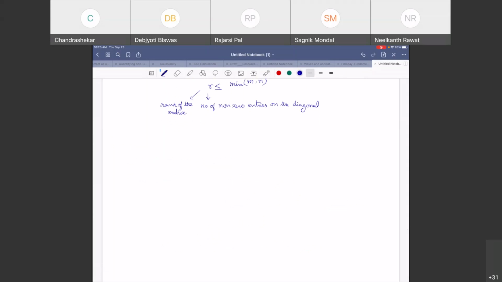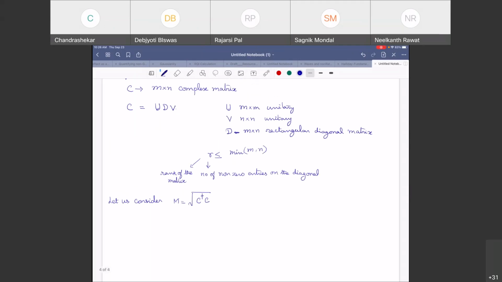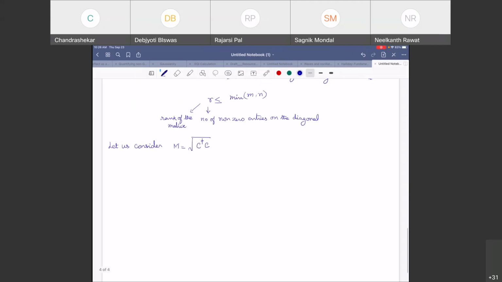Next, let's consider a matrix M, which we write as C dagger C. We have a C matrix which is M cross N. Now, if you take C dagger C, this is N cross M, and this will automatically become N cross N. So our matrix capital M is an N cross N square matrix constructed this way.